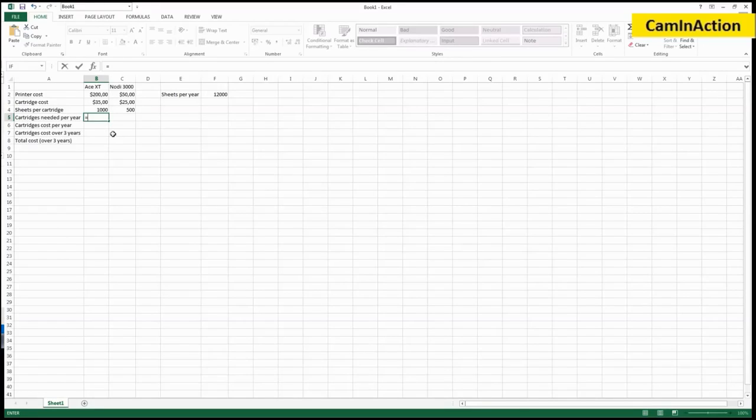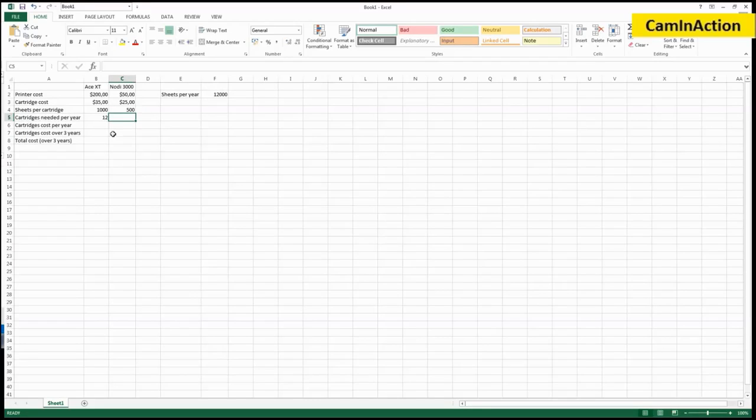Okay, here we will use something a bit different. The dollar sign, the column F, because this is the sheets per year, then the dollar sign and type 2, because this is line 2. And then divide this by B4, sheets per cartridge, and simply press enter. What you will get as a result is 12. So cartridges needed per year, you will need 12 of them.